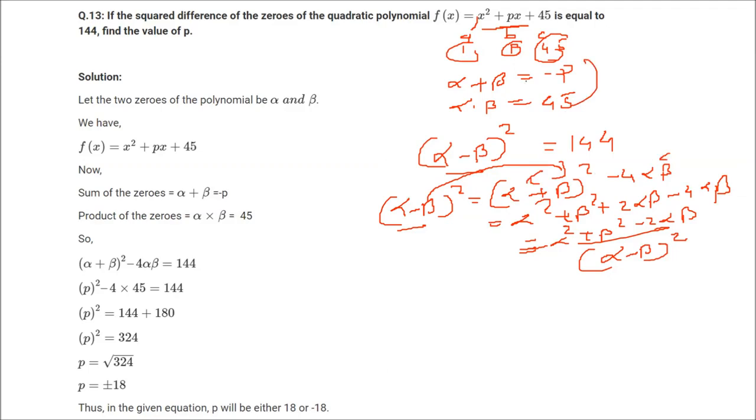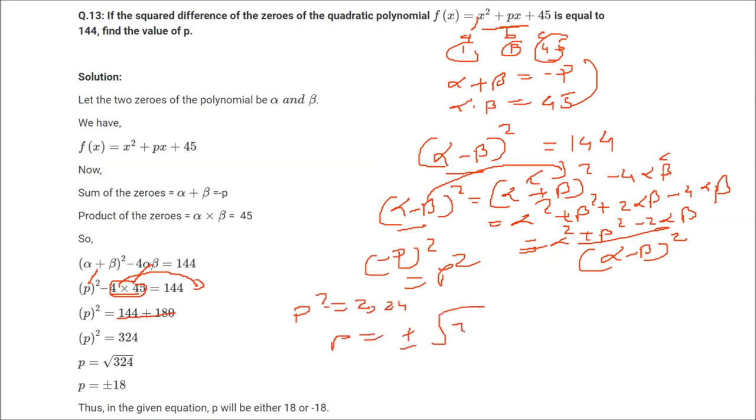Alpha plus beta is, here we put minus P, square. Alpha beta is 45. So minus P whole square is nothing but P square only. So P square minus 4 into 45 equal to 144. 4 into 45 is 180. Take this on the right hand side. 144 plus 180 is 324. P square equal to 324. So P will be equal to plus minus under root 324, and under root 324 is 18. So there are two values, plus 18 and minus 18.